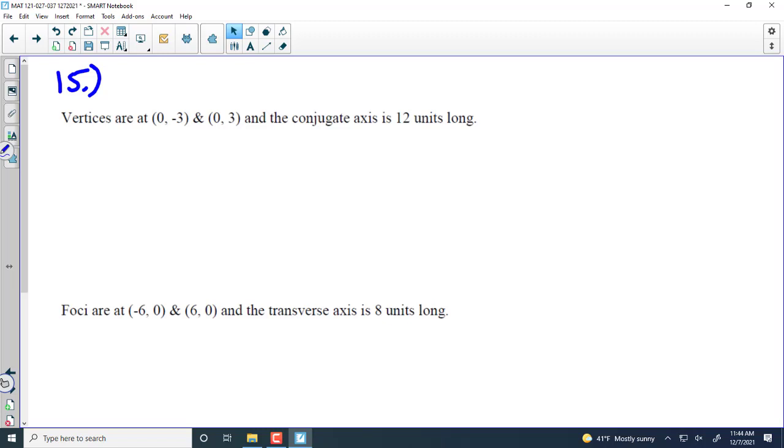And I think it is a good idea to sketch a little picture. Your picture should be able to tell you something like which way it opens. That will get you started. So see if you can do number 15, the first part.